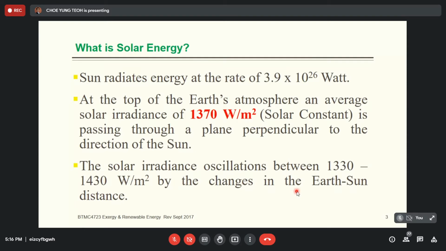So in case you want to do any kind of solar experiment and you measure that the solar irradiance you receive is more than 1,430, then check your devices. Totally impossible. We will not get more than this value.